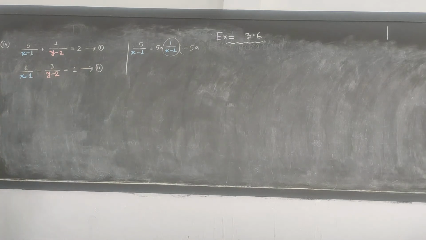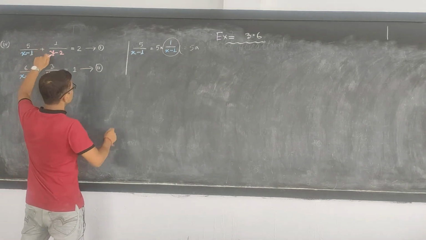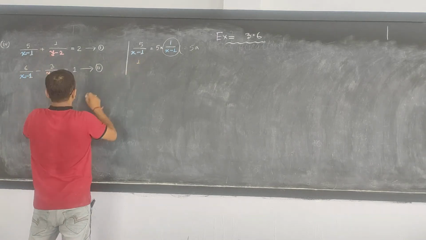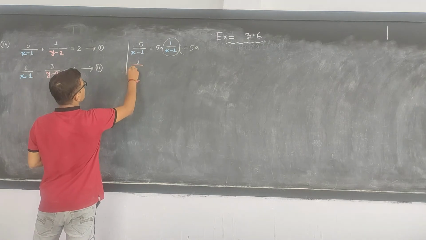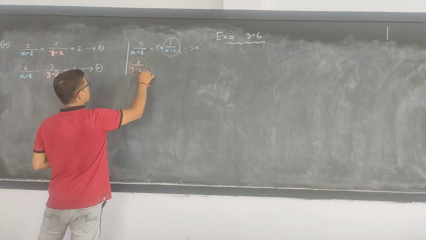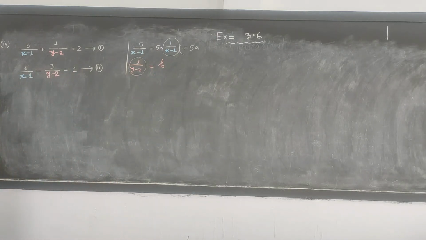ठीक है. The similar way, if we consider the next part is 1 by y minus 2. So 1 by y minus 2, so this whole can be considered as b. तो क्या होगा इक्वेशन 1 को देखते हैं हम.